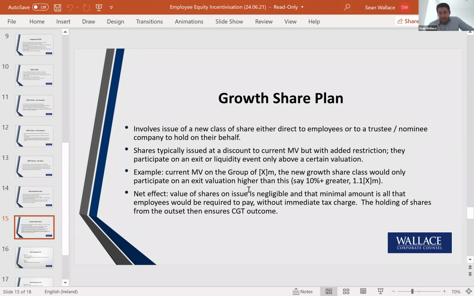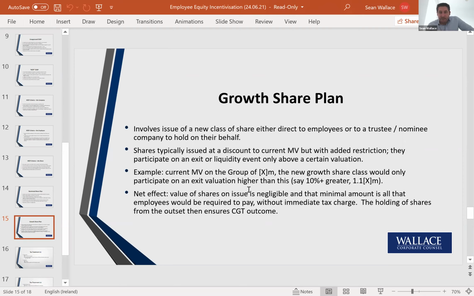And again, the growth share gave you the general nuts and bolts of this, but it is rewarding employees for growth beyond a certain point. So employees will pay a very, very small amount to get the shares into their hands, and they'll participate in the growth of the business going forward. And I suppose the last thing to say is to achieve a CGT outcome, which is the key, and not to labour the tax points too hard.